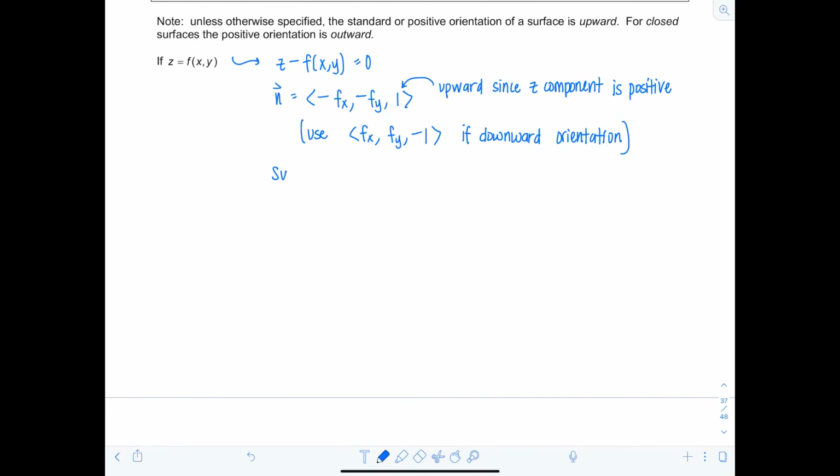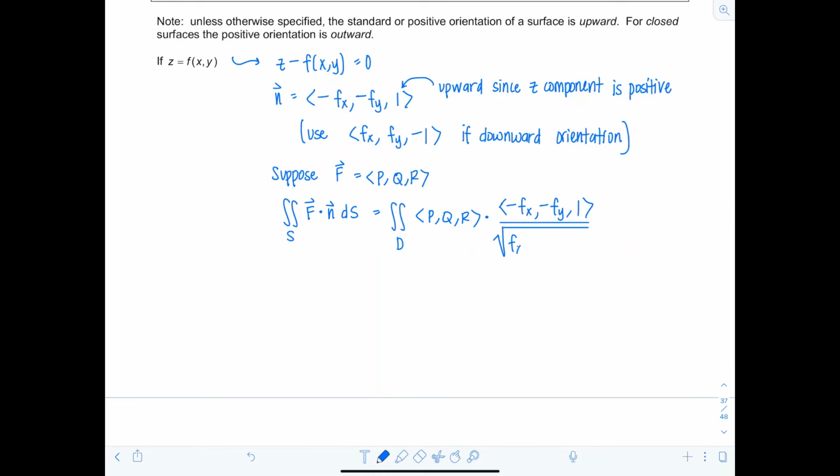So suppose you had a vector field F with components P, Q, and R. Well, then let's see how this flux integral is going to work out. You have the integral over your surface, F dot n dS, and then remember we integrate over some region D. F has components P, Q, R, and then remember n had to be a unit normal. So the components would be negative partial with respect to x, negative partial with respect to y, 1. To make it a unit vector, I have to divide by the magnitude. So I'm going to have the square root of partial with respect to x squared, partial y squared, plus 1.